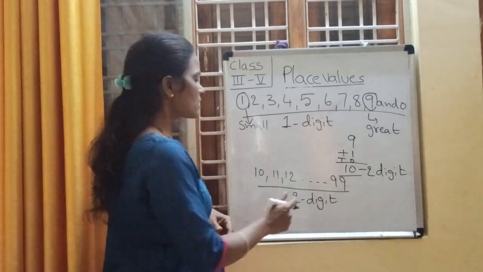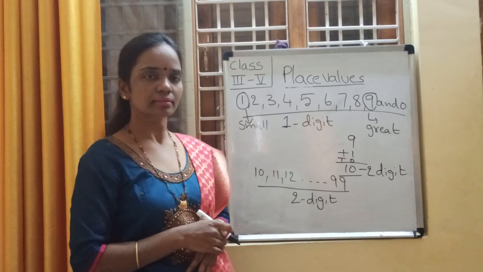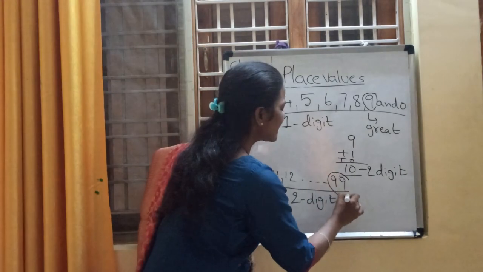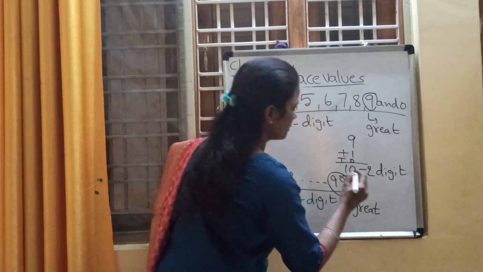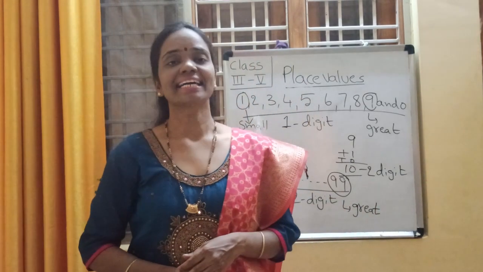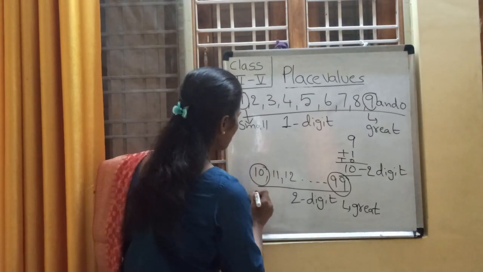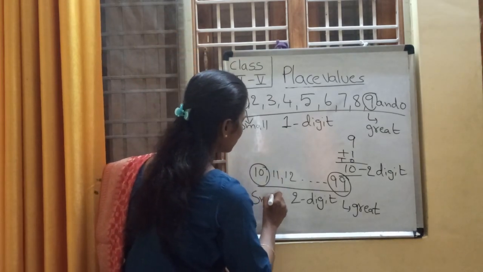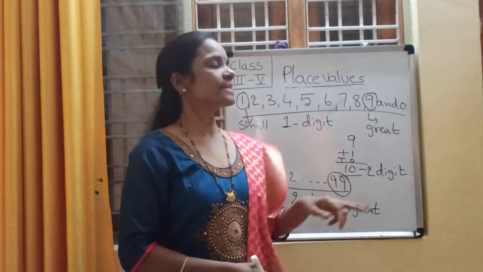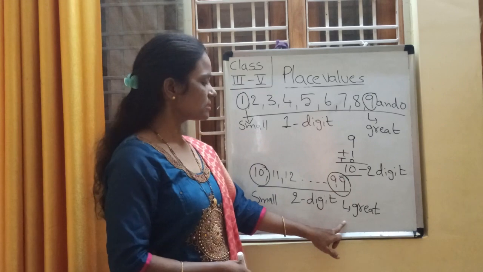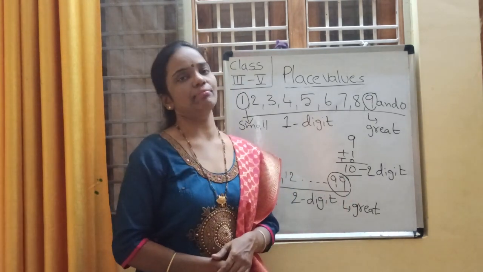And children, guess what is the bigger number here and what is the smaller number? Yes, 99 is the greatest two digit number, and 10 is the smallest two digit number. What is the greatest two digit number? 99 is the greatest two digit number and 10 is the smallest two digit number.